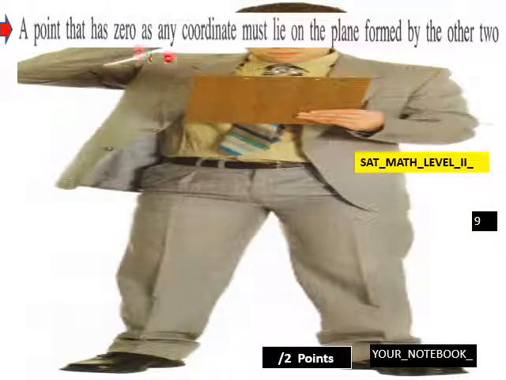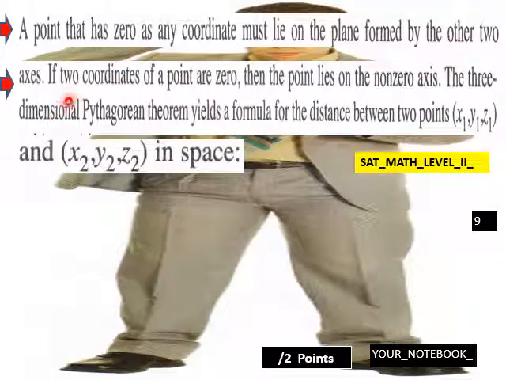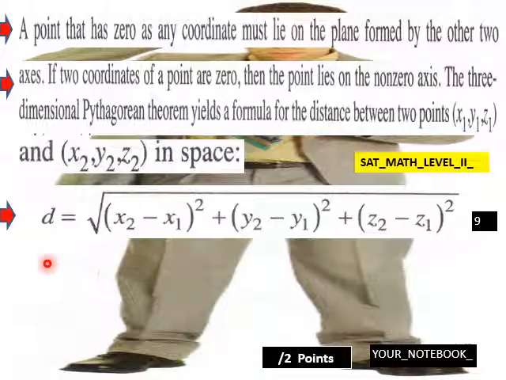A point that has 0 as any coordinate must lie on the plane formed by the other two axes. If two coordinates of a point are 0, then the point lies on the non-zero axis. The three-dimensional Pythagorean theorem yields a formula for the distance between 2 points x1, y1, z1, and x2, y2, z2 in space. So here it is. Here is your three-dimensional Pythagorean. And we get a distance formula here, x2 minus x1, y2 minus y1, z2 minus z1, and then we take the square root of that sum.